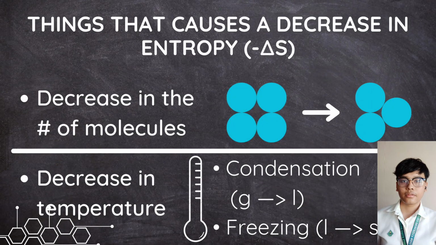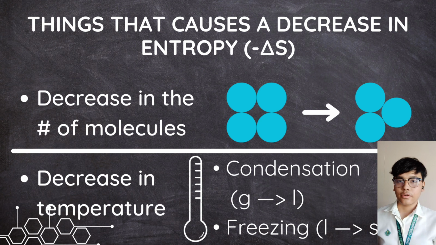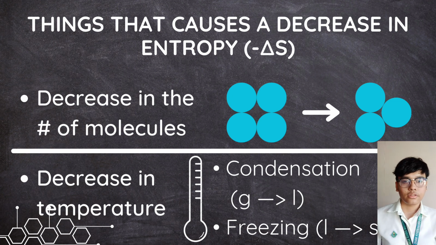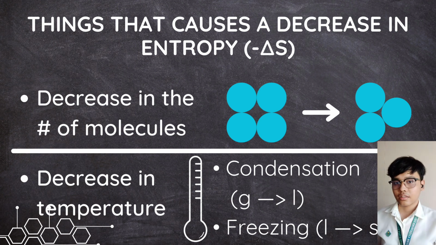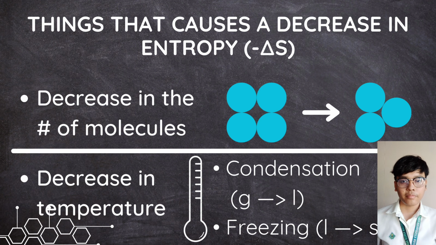Next, we have the factors that decrease entropy. It's kind of like a reverse of the first factors. In this one, instead of an increase in the number of molecules, we have a decrease in the number of molecules. In the example, we have 4 molecules in our reactant and 3 molecules in our product. We decrease the number of molecules from reactant to product by 1 molecule.